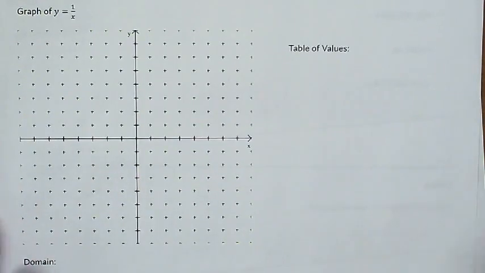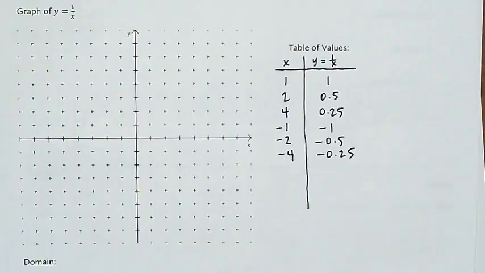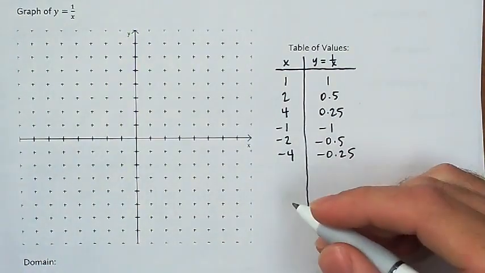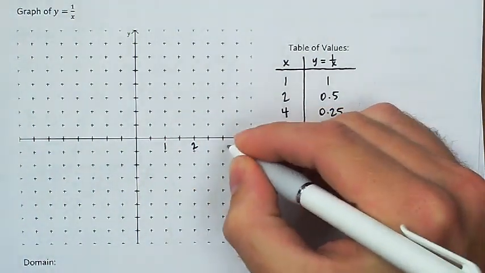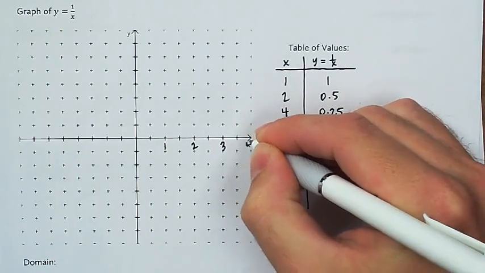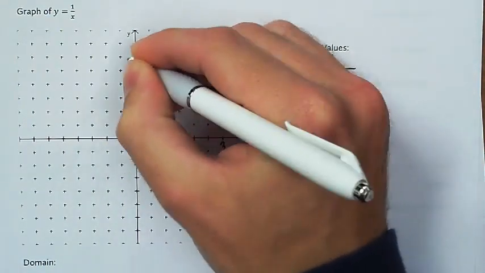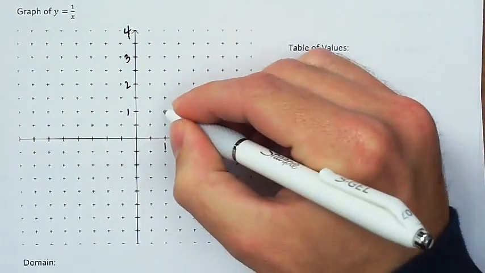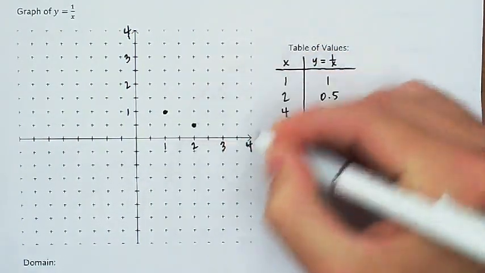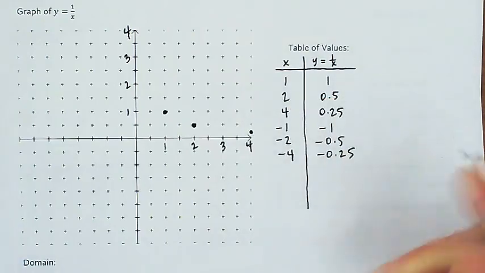I'm just going to copy in a table of values for you, and say, doing 1, 2, and 4. Those are numbers I know how to take 1 over and get a good decimal. I'm also going to make the scale 2 ticks for each unit; I think that'll make your graph look a little better. Then I'm just going to plot some points and connect some dots. So (1, 1), (2, 1/2), and (4, 1/4).